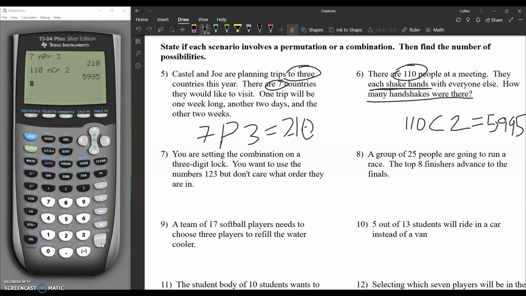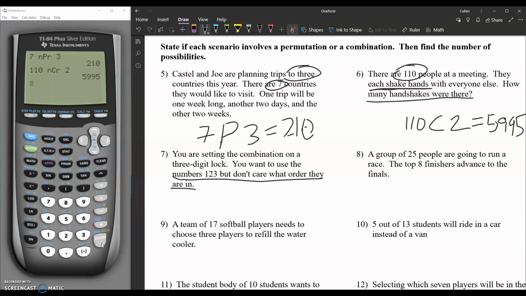Okay, all right, let's do 2 more. So number 7, you are setting the combination on a 3-digit lock. You want to use the numbers 1, 2, 3, but don't care what order they are in. So that just means that you can use 1, 2, 3, 3, 2, 1, 2, 1, 3, any combination of those 3 numbers. Combination is not a good word here, I guess. It's any arrangement of those 3 numbers.